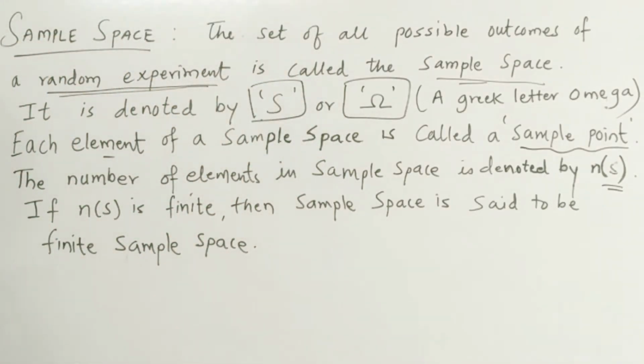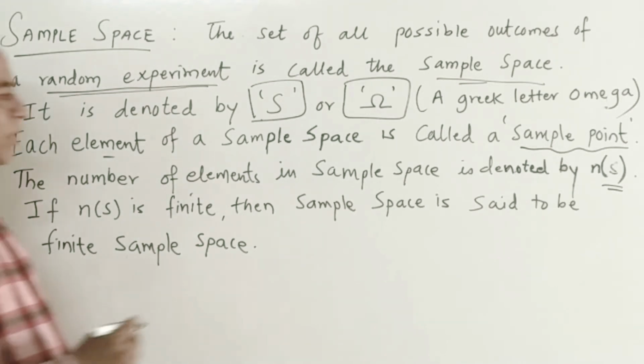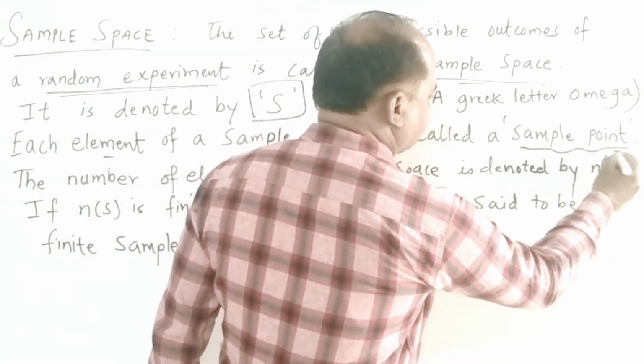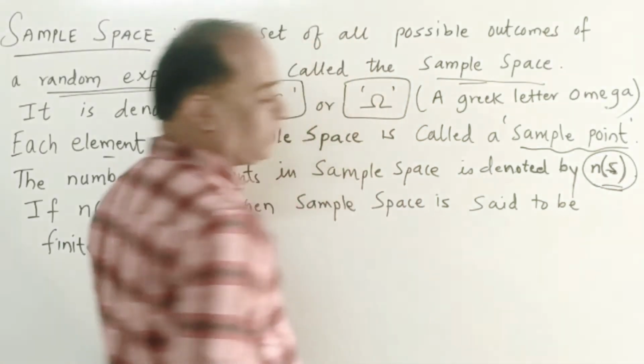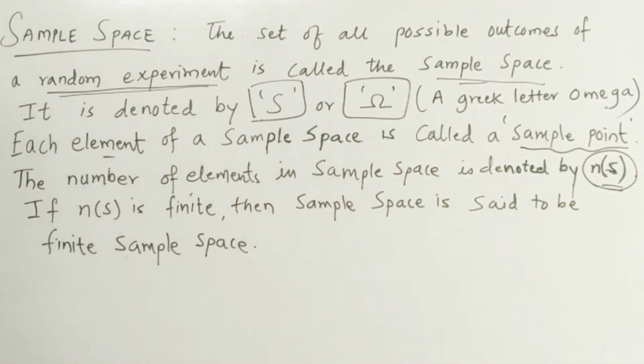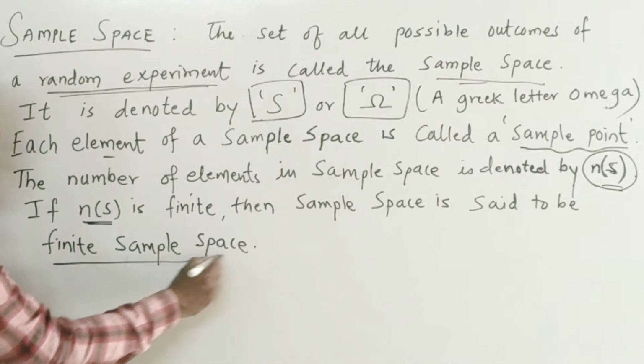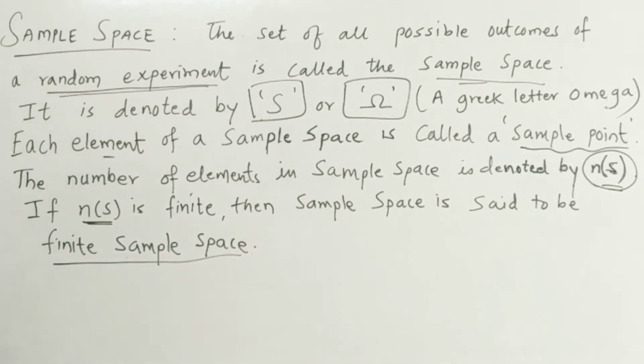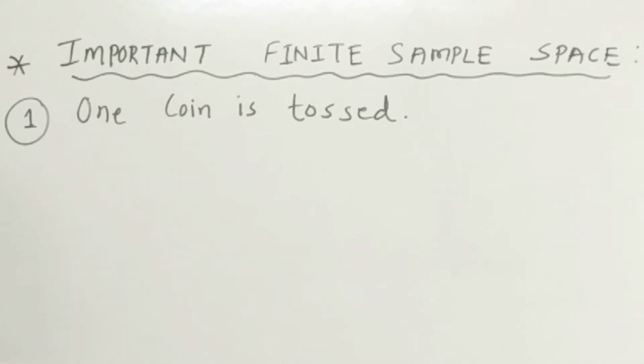The number of elements in the sample space is denoted by n(S). If the number of elements in the sample space, that is n(S), is finite, then the sample space is said to be a finite sample space. Now we learn some important finite sample spaces.